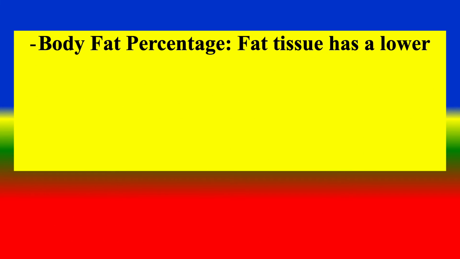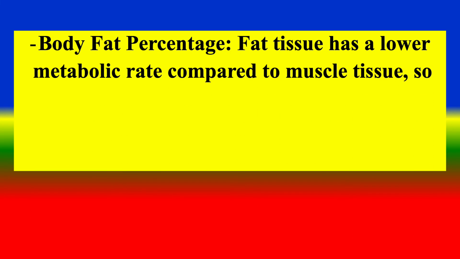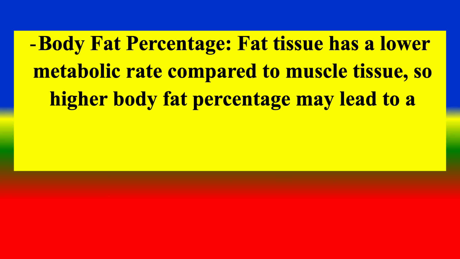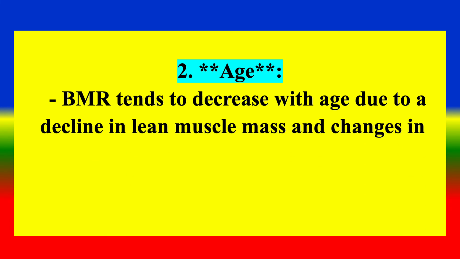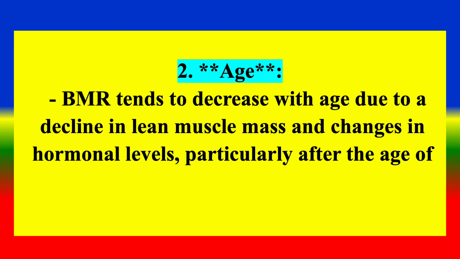Then body fat percentage. Fat tissue has a lower metabolic rate compared to muscle tissue. So a higher body fat percentage may lead to a lower BMR. Two, age. BMR tends to decrease with age due to a decline in lean muscle mass and changes in hormonal levels, particularly after the age of 30 or 40.